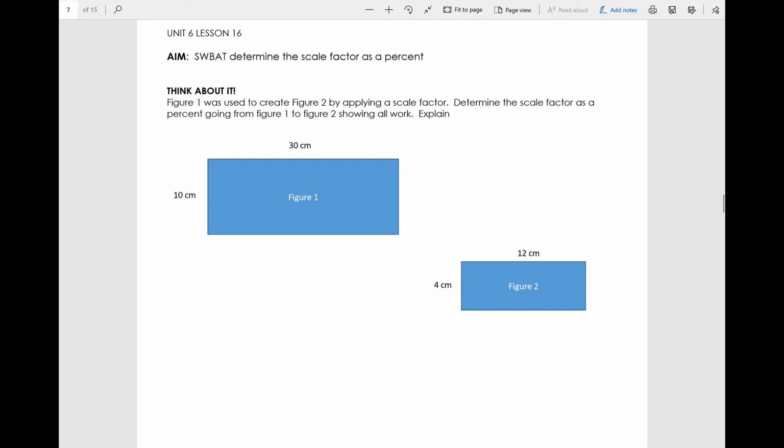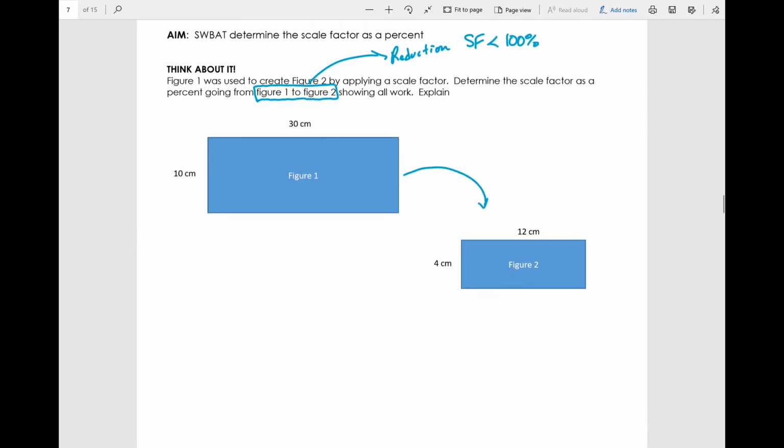So right away, I'm just going to underline or highlight Figure 1 to Figure 2. We're going from this figure to this one. We know we're getting smaller, and that is called a reduction. So I'm going to make a note of this. It's a reduction. What does that mean? It means that our scale factor as a percent is going to be less than 100. It's based on yesterday's lesson. If you need help with that, go to yesterday's lesson 15. But since we have that information, we can go ahead and move along to calculate our scale factor.